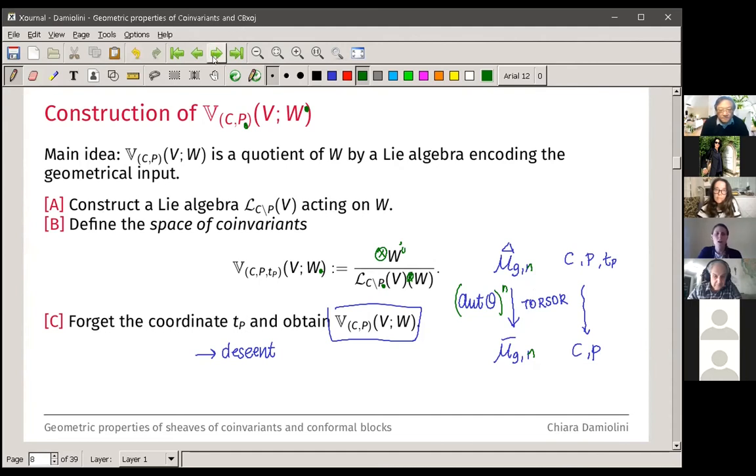And the idea is that if I vary the curve in the moduli space, these spaces fit together in a nice way. So they define a sheaf. But let me tell you now the properties of this in the next slide, unless there are comments or questions on this.